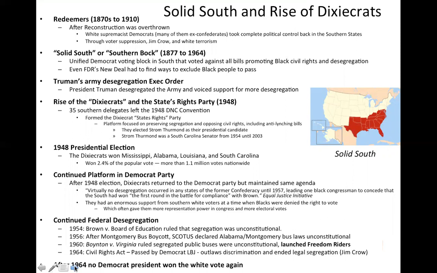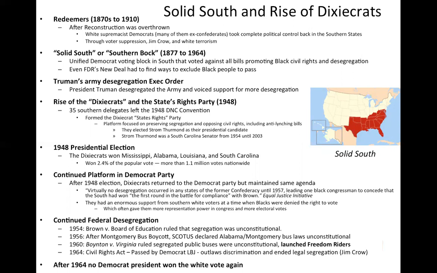And that was quickly overturned by this return to white supremacy, with what we call Redeemers. These were ex-Confederate Democrats that, through violence, through the KKK, through voter suppression, through Black Codes and Jim Crow laws, were able to recapture the South and dominate it for the next century through voter suppression, Jim Crow, and terrorism. It was a pretty horrific time for Black people. And that became what we call the Solid South.